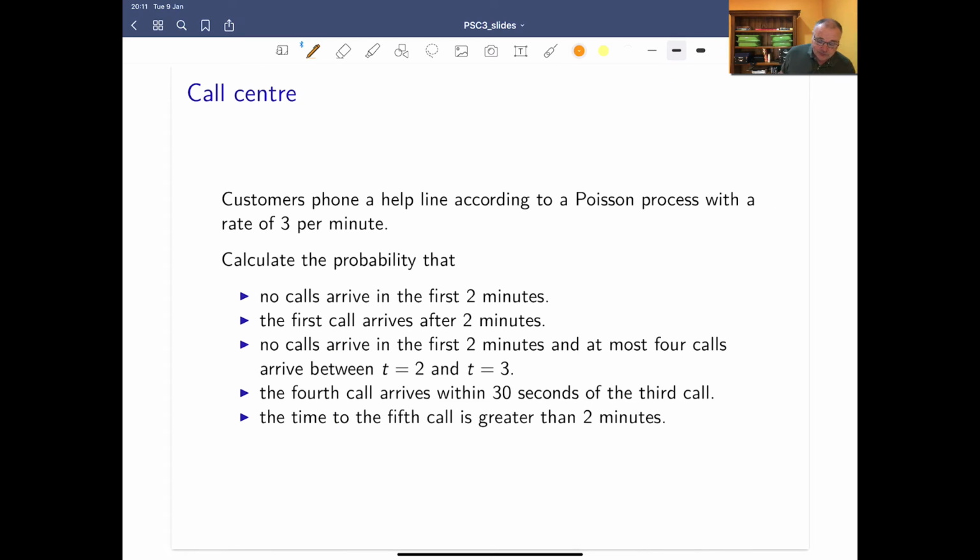So let's do some questions. We've got a customer's phone. It's a Poisson process. We have a rate of 3 per minute. Do be careful with your time units. Notice this is all about per minute. And so if we change our question to be seconds or hours, we need to adjust accordingly. So we need no calls to arrive in the first 2 minutes.